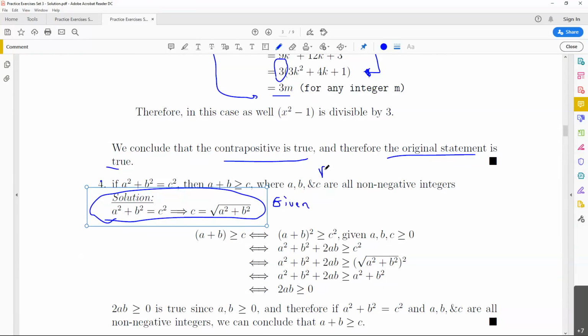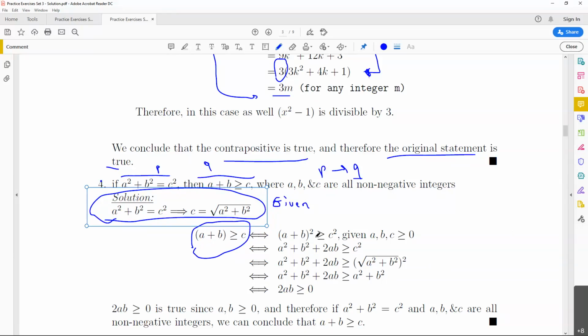Remember, with any implication, when you say P implies Q, P is your given, and you want to reach the conclusion Q. Backward reasoning is all about starting with what I'm actually trying to prove. So you want to prove that a plus b is greater than or equal to c.